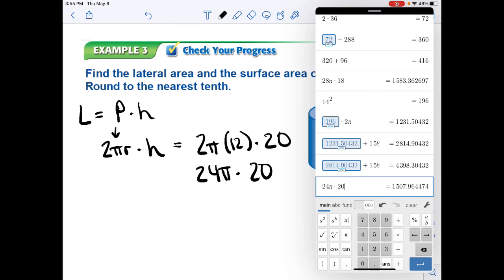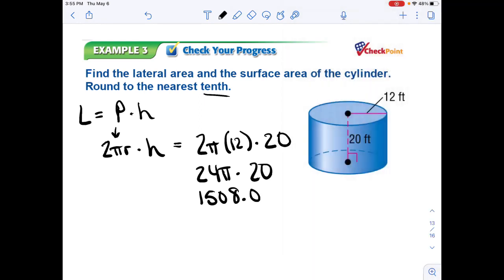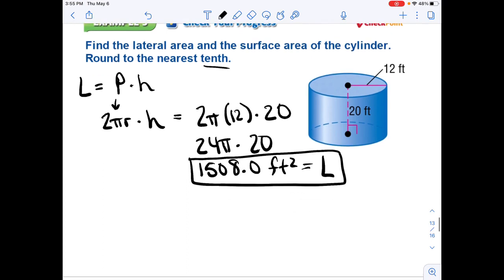And we get that our lateral area is 1,507.96. We'll have to probably round to 1,508 because it wants to the tenth. And that is square feet for our lateral area. And then our surface area is the lateral area plus the 2 circles area. So 2 pi r squared.